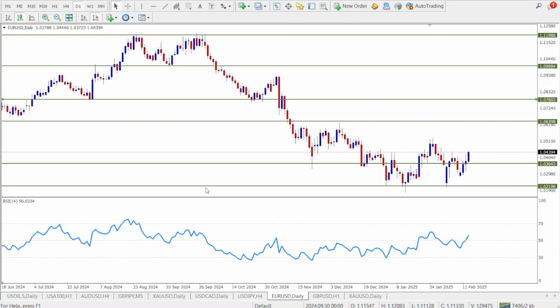Now, no matter how good a reversal setup looks, risk management is key. Here's how to protect your capital. First of all, ensure that you use a stop loss. Set it beyond the previous high or low. It doesn't have to be very, very close to it. Just give some breathing space.